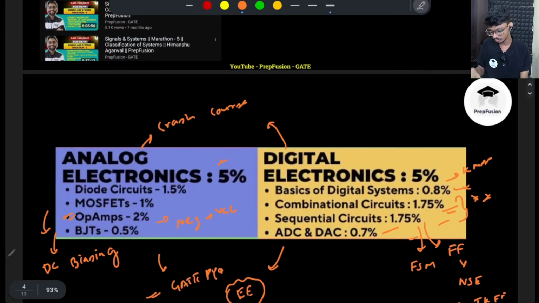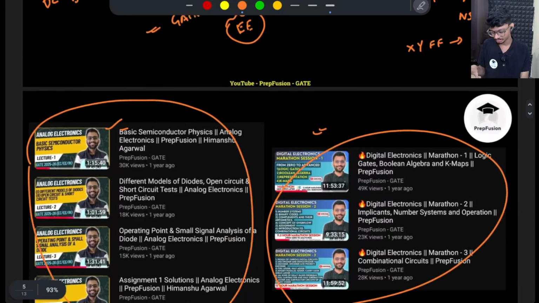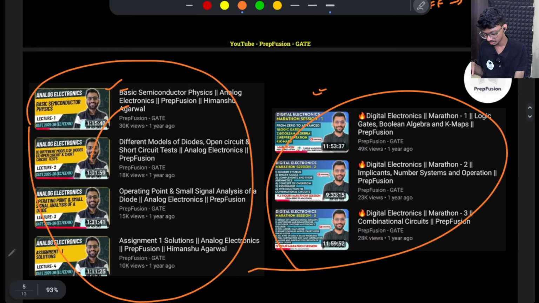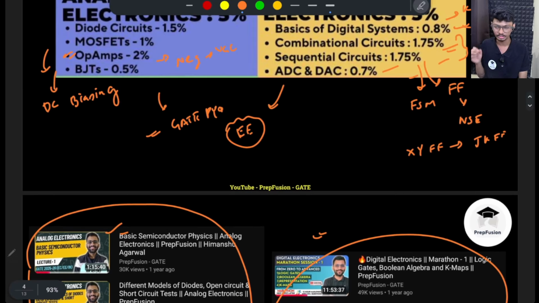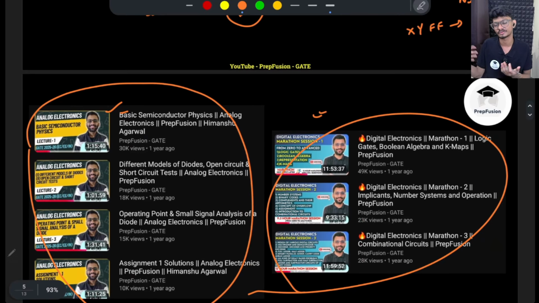Okay, I told you to cover it from crash course, not everything. So at least cover the basics of diode, or if you want to cover analog completely from crash course, you can cover it. But of course we know that for analog, Himanshu sir is the best. So that's why I'm recommending it.